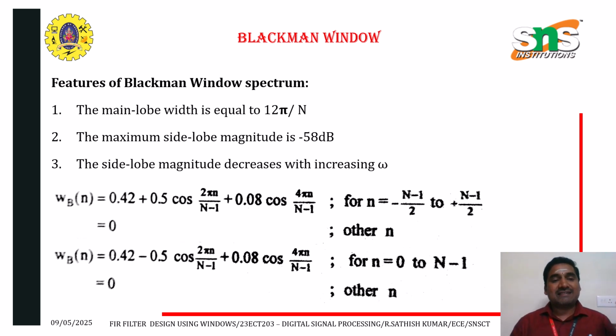It can be defined as WB of n is equal to 0.42 plus 0.5 cos of 2 pi n divided by N minus 1 plus 0.08 into cos of 4 pi n divided by N minus 1, for n is equal to minus (N minus 1) by 2 to plus (N minus 1) by 2. Else 0.42 minus 0.5 cos of 2 pi n by N minus 1 plus 0.08 into cos of 4 pi n divided by N minus 1, for n is equal to 0 to N minus 1, 0 otherwise.